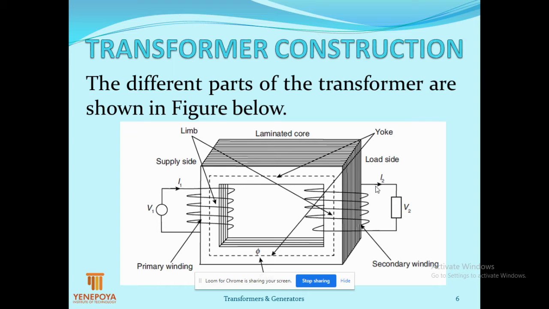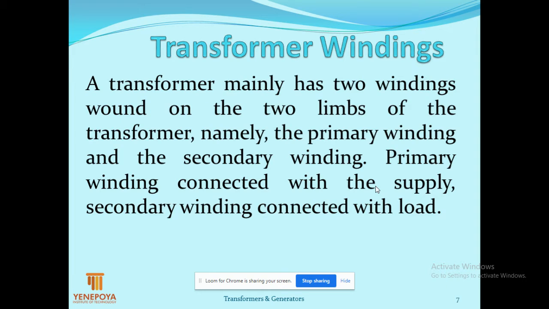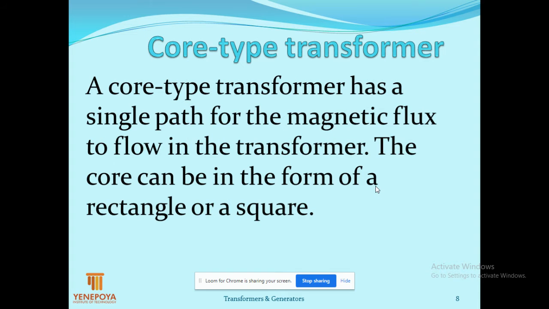This is the principle of operation of a single phase or even a three phase transformer, and what you see in the diagram is nothing but the construction of a core type transformer. As you are seeing here, a transformer mainly has two windings wound on two limbs of the transformer: on the left limb the primary winding, on the right limb the secondary winding. The primary winding is connected with the supply, that is usually the generating station. The secondary winding is connected with the load, it may be the receiving station or the distribution side. A core type transformer has a single path for the magnetic flux, that is pi, to flow in the transformer. The core can be in the form of a rectangle or a square.